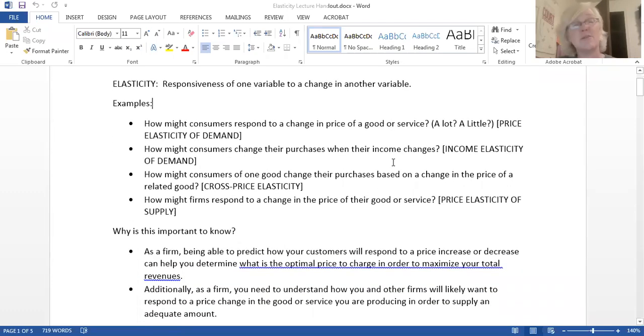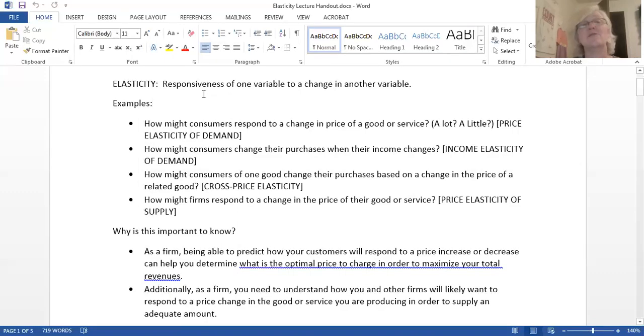This is a Word document, and basically what I've done is outlined the chapter, the most important things, and I've organized the information. The chapter is a lot of words, a lot of stuff coming at you. This is a more succinct summary of elasticity and why it's important. So let's start out with the general definition of elasticity, right here at the top.